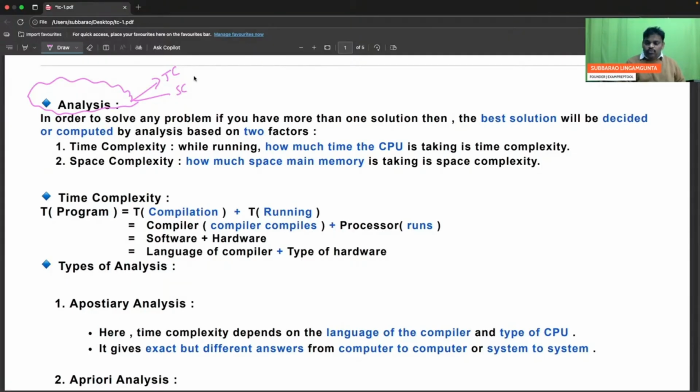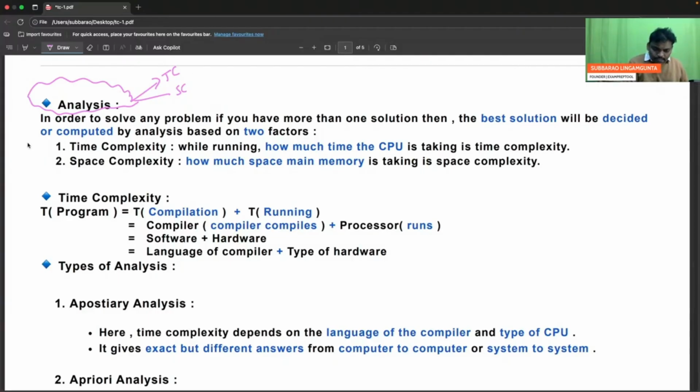Suppose these 2, time complexity and space complexity, are both good, then that is the best algorithm. If these 2 are worst, then it is a worst algorithm. I'm repeating once again. The purpose of today's class is finding time complexity. For that we are starting analysis. What is analysis? Analysis is to identify which is the best solution when a problem has more than one solution. How will it identify? Based on 2 factors, time complexity and space complexity.